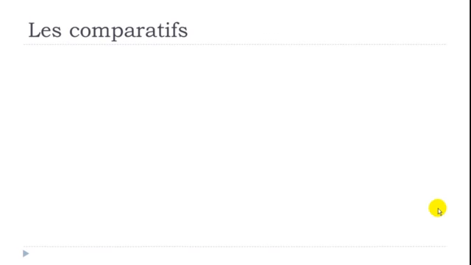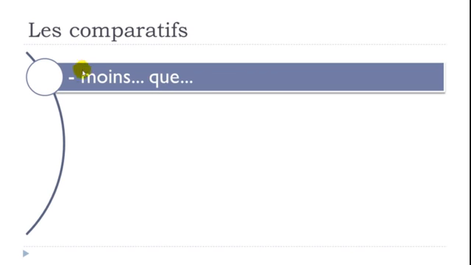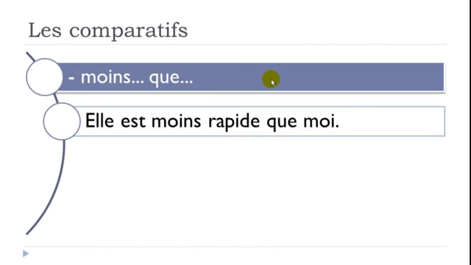All right? And then, moins, same thing here. Remember, we don't pronounce the final S. Then you put the adjective, que, than, and the rest of the sentence. Okay? Elle est moins rapide que moi.